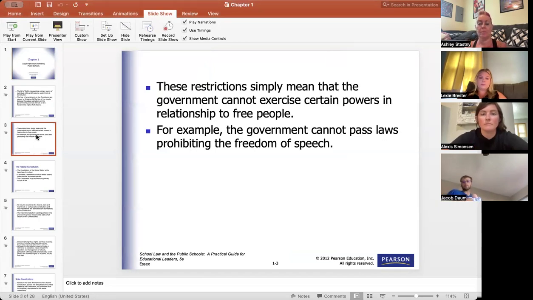The restrictions simply mean that the government cannot exercise certain powers in relationship to free people. For example, the government cannot pass laws prohibiting the freedom of speech.